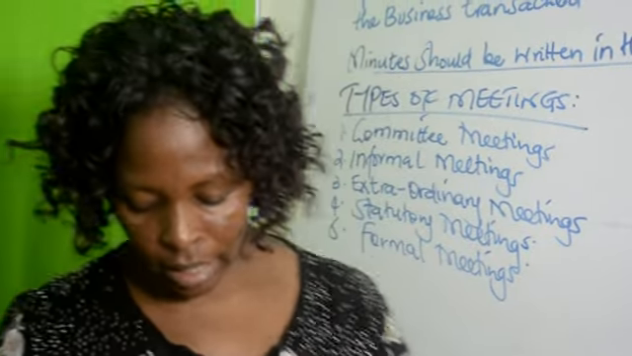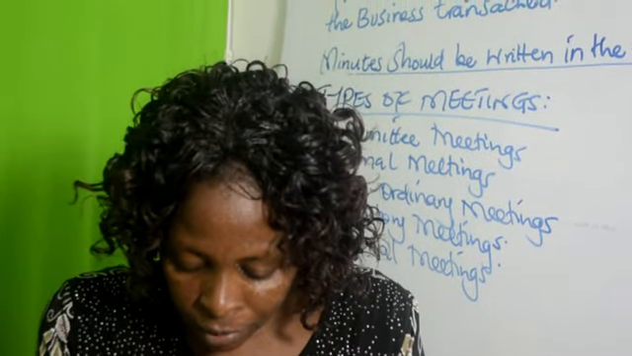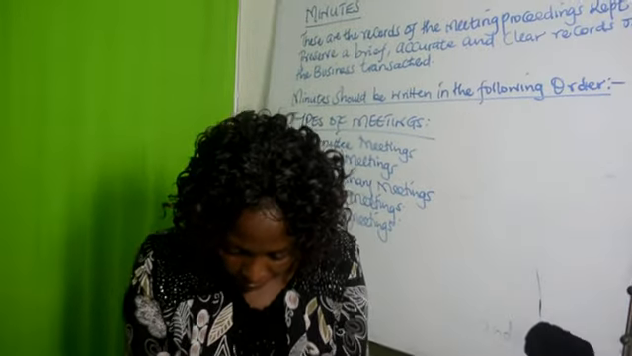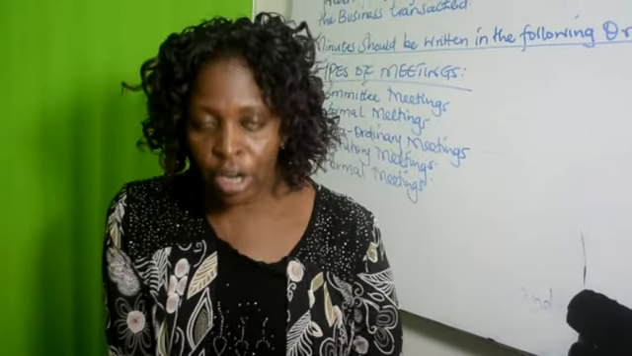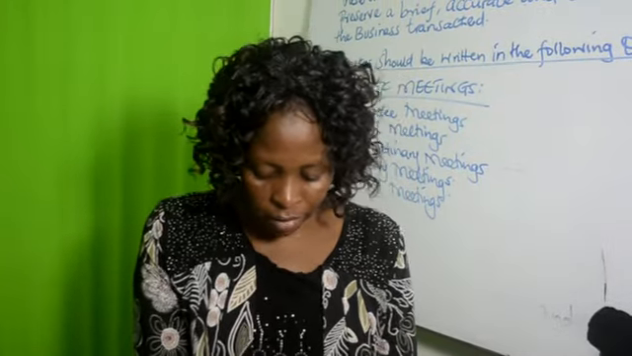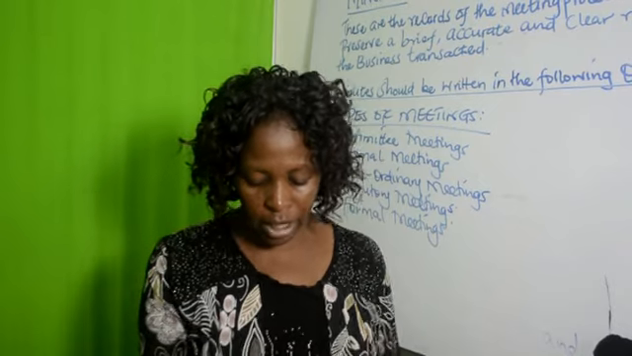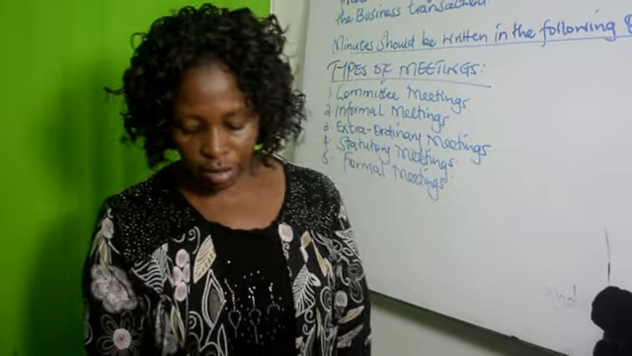So we have committee meetings, and we have informal meetings. These are not required in the office. These are informal meetings. They are not formal. They are not official meetings. Then we have extraordinary meetings, which are arranged in the organization for a specific purpose. We have statutory meetings, and we also have formal meetings. These are the official meetings.